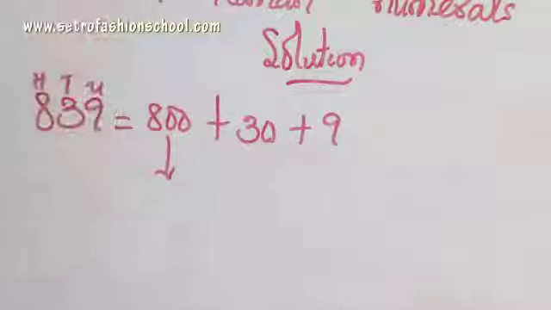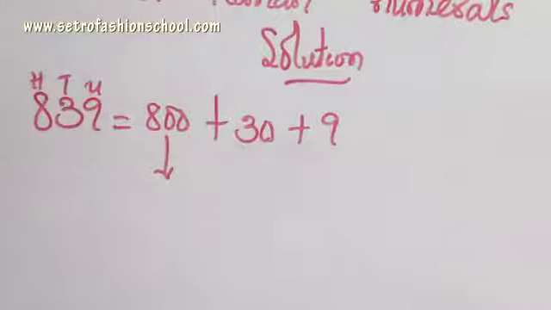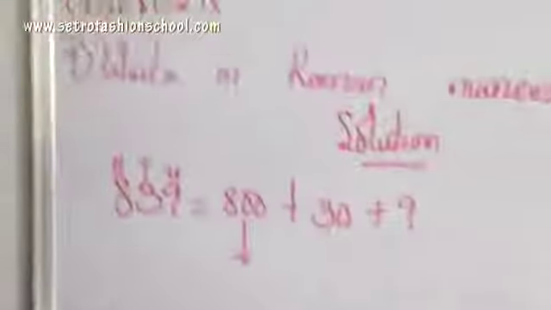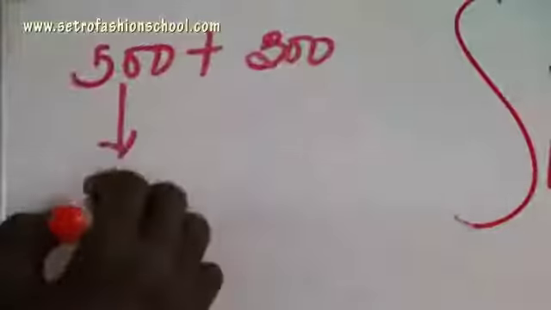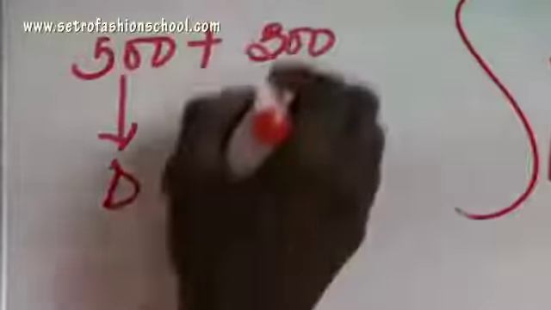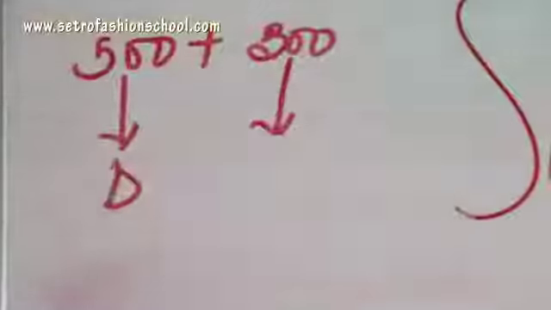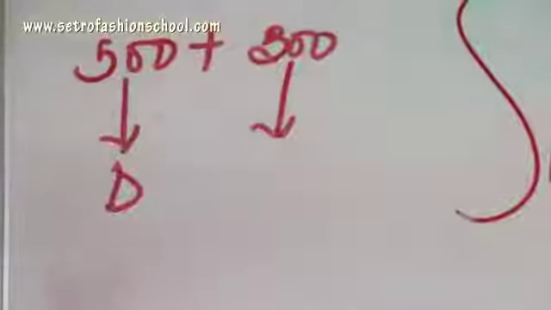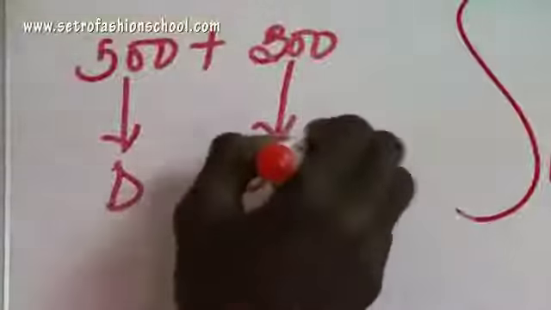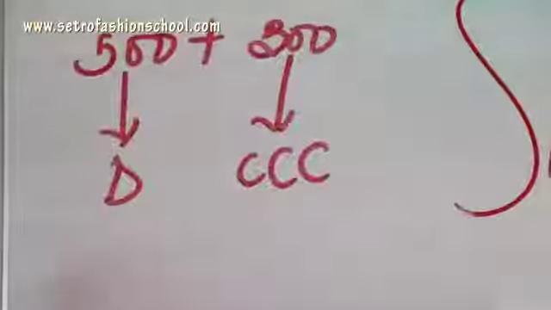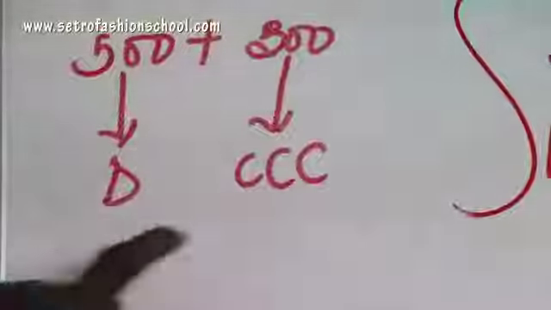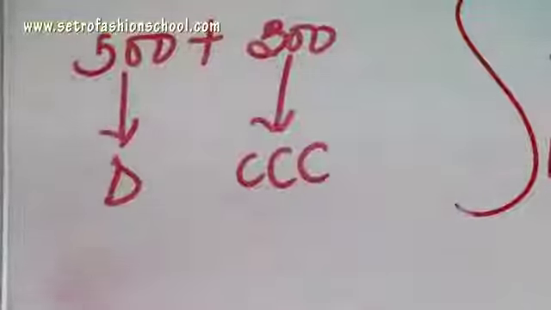Now, 500 plus 300. What is the Roman numeral letter of 500? The Roman numeral letter of 500 is D, correct. Now, 300 is what? Which means 3 letters, C, C, C. Putting them together, you have DCCC, which stands for 800.